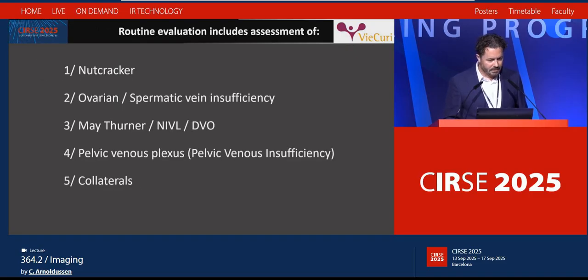Important parts to assess, as already mentioned based on the SVP classification, are of course nutcracker, the ovarian and spermatic vein insufficiency, May-Turner, the non-thrombotic iliac vein lesions or deep vein obstruction, the pelvic venous plexuses, which are a large combination of parts in the pelvis that communicate, and signs of collateralization.